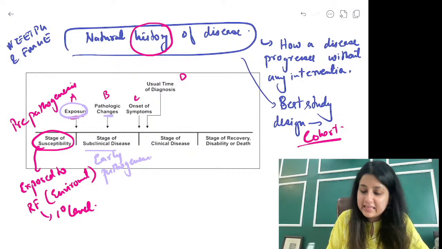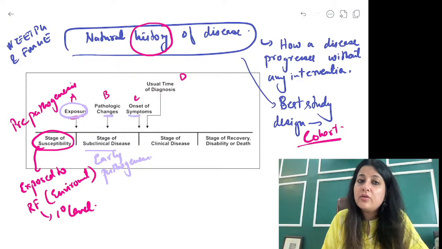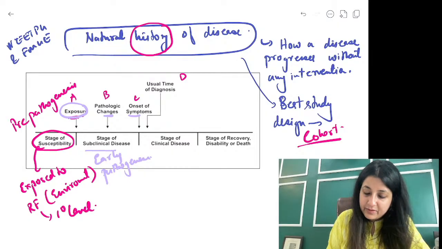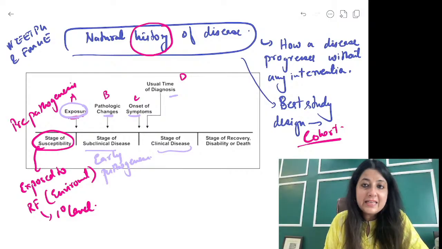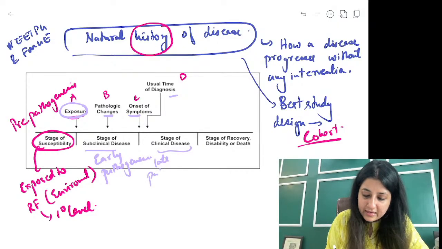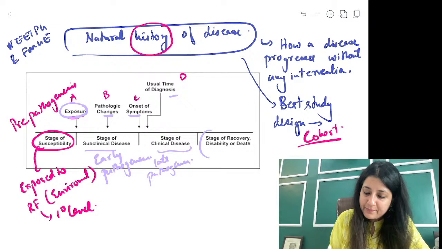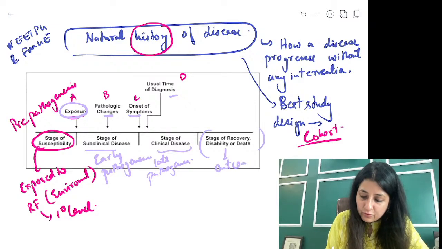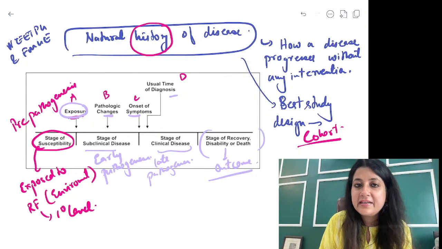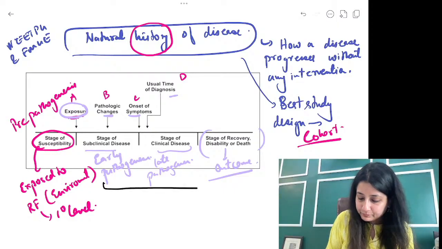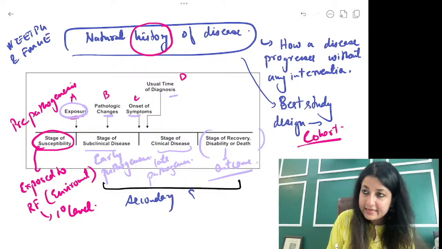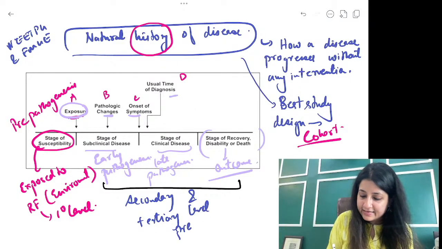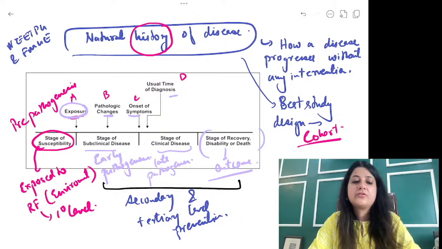After pathogenic stages, finally we start getting onset of symptoms. After symptoms, you have the usual time of diagnosis, and then comes a stage of clinical disease, late pathogenesis. So over here, what could happen? Finally, the outcome. The outcome could be that a person can recover, get disabled or die. So over here, what levels of prevention would you apply? We would apply secondary and tertiary level of prevention. Clear? Secondary and tertiary level prevention.